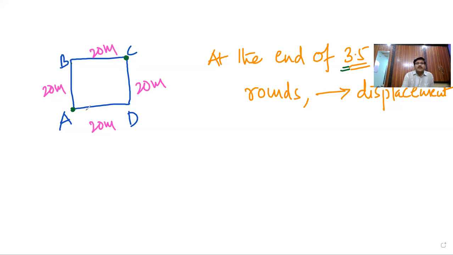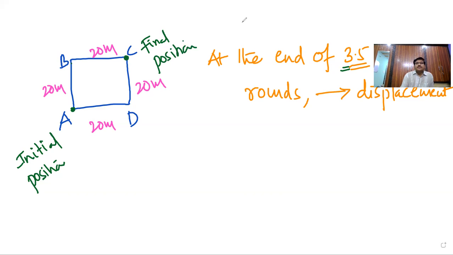So 3.5 means once, twice, thrice. At the end of the third round, he comes to the initial point A, then AB, BC, because only half a round remains. The remaining CD, DA, he will not go. Only AB and BC. That means the final point is where? The final point is C. That means A is the initial position, and C is the final position.